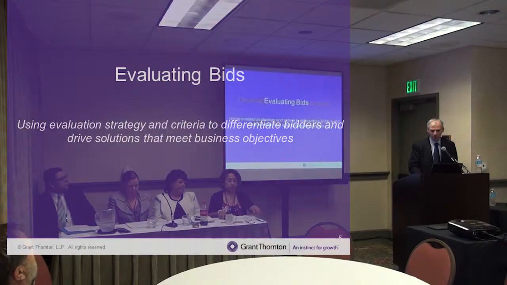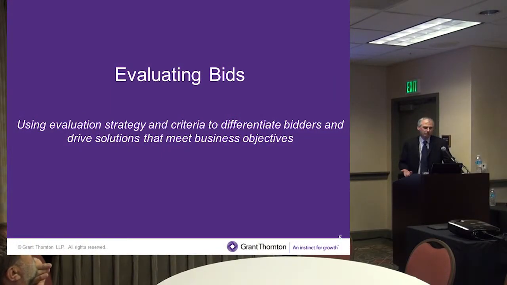So I'm going to move us on to the next topic, which I think we've actually already partially addressed. It was about evaluating bids and how to use the evaluation strategy and criteria to differentiate bidders and to drive solutions that meet business objectives. We talked a little bit about cost before, so maybe we can carry on with that. But I was also interested in your thoughts on what techniques you can use to differentiate bidders and spread them apart so it's clear who's a winner, and also evaluating responsiveness to requirements, and things like demonstrations that are maybe difficult to evaluate, where you get into more subjectivity. So I'd be interested in your thoughts on that.